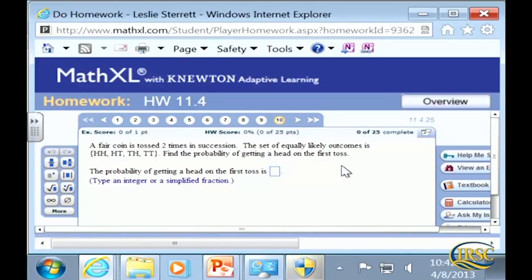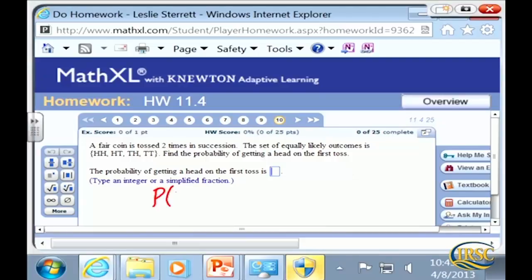So in the set, they have already listed all the possible outcomes for you. So you could get a head the first time and then a head the second time. Or you could get heads the first time and then tails the second time. Or tails the first time, heads the second time, or tails on both tosses. So they've listed out that sample space for you. So it wants to know what's the probability of getting a head on the first toss.